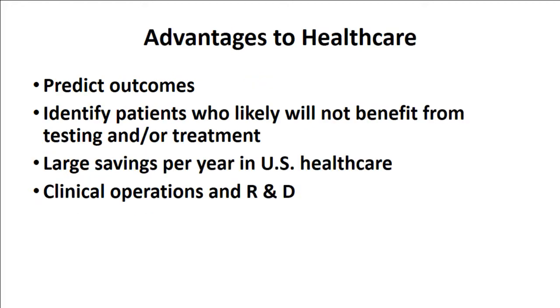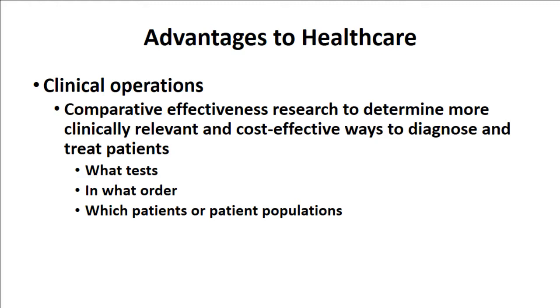Advantages to healthcare in general would involve predicting patient outcomes, potentially identifying patients who are less likely or unlikely to benefit from expensive testing or treatments. This has the potential to have large savings to the United States or other healthcare systems, and it can also directly help with clinical operations and research and development, and we can look at some of this.